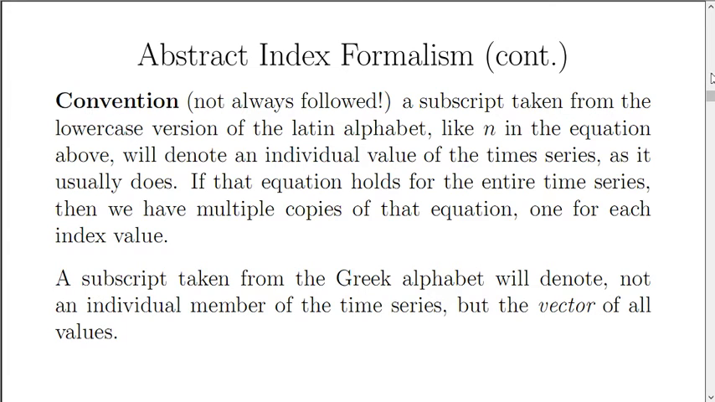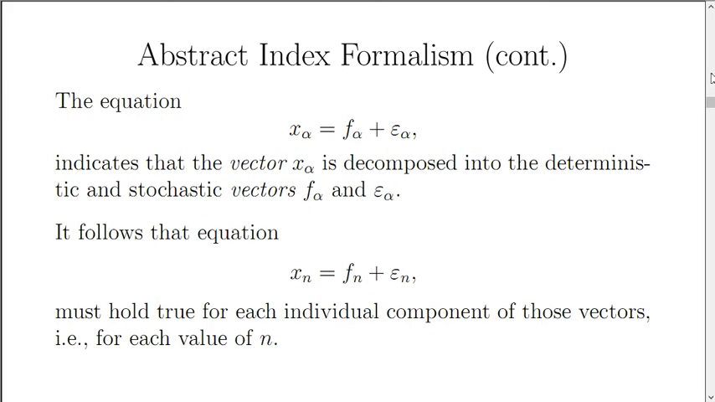However, if I write a subscript that comes from the Greek alphabet, that's going to indicate not an individual member of the time series, but the vector of all values. So x sub n means the nth component of x, but x sub alpha doesn't refer to any specific component at all, but to the entire vector of components. So an equation like x sub alpha is equal to f sub alpha plus epsilon sub alpha doesn't tell us about individual components. It tells us that the vector x is decomposed into the deterministic vector f and a stochastic vector epsilon.